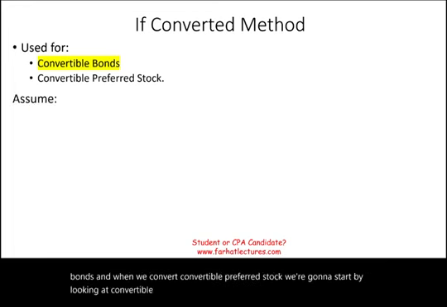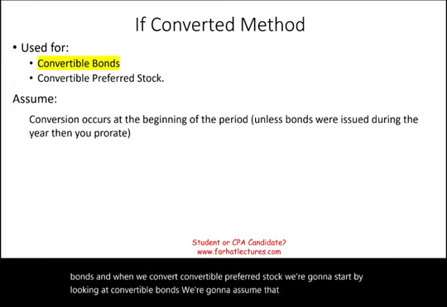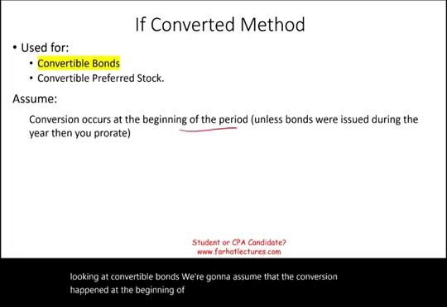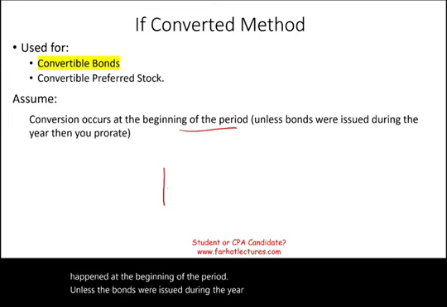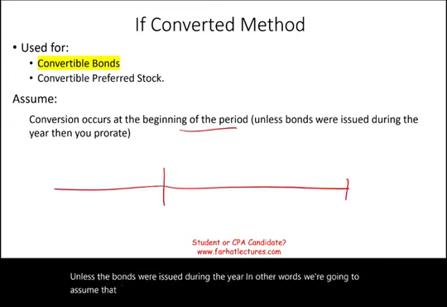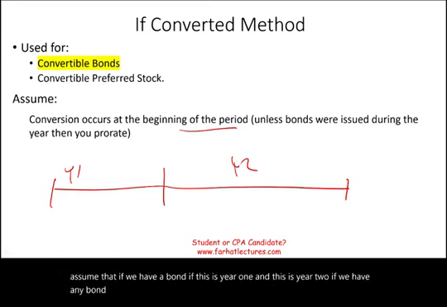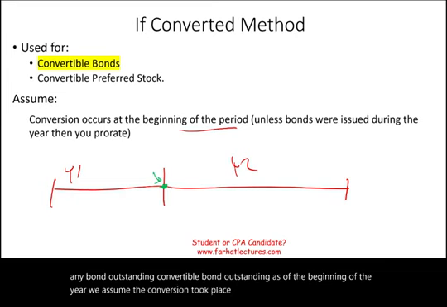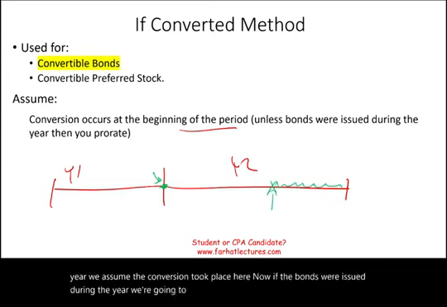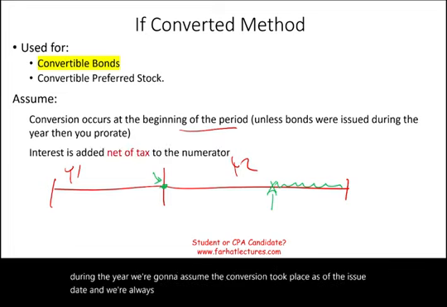We're going to assume that the conversion happened at the beginning of the period, unless the bonds were issued during the year. In other words, we're going to assume that if this is year one and this is year two, if we have any convertible bond outstanding as of the beginning of the year, we assume the conversion took place here. Now, if the bonds were issued during the year, we're going to assume the conversion took place as of the issue date. And we're always going to add the interest net of tax.